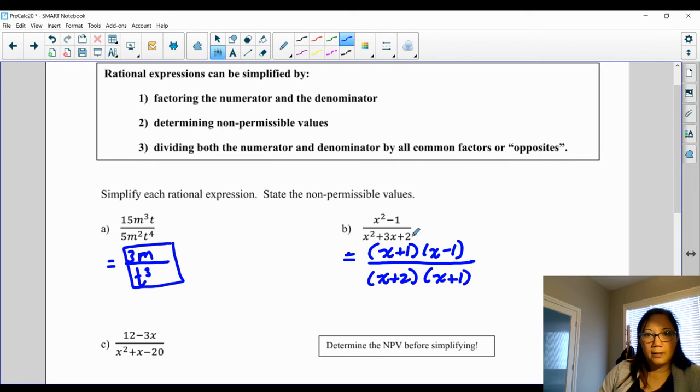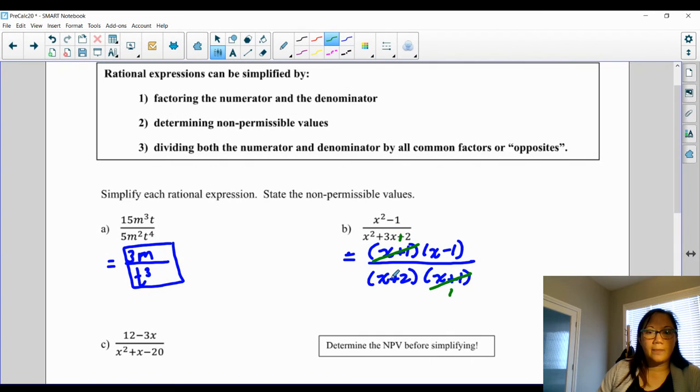2 times 1 equals 2. If I do my rainbow check, I get 2x and then another 1x. That gives me a total of 3x. So I know I factored properly. Now the question is, do I have anything that can cancel? And I have x plus 1 and x plus 1 that are identical. Whenever I cancel something, I'm left with 1s. Not nothing, not zeros, 1s.